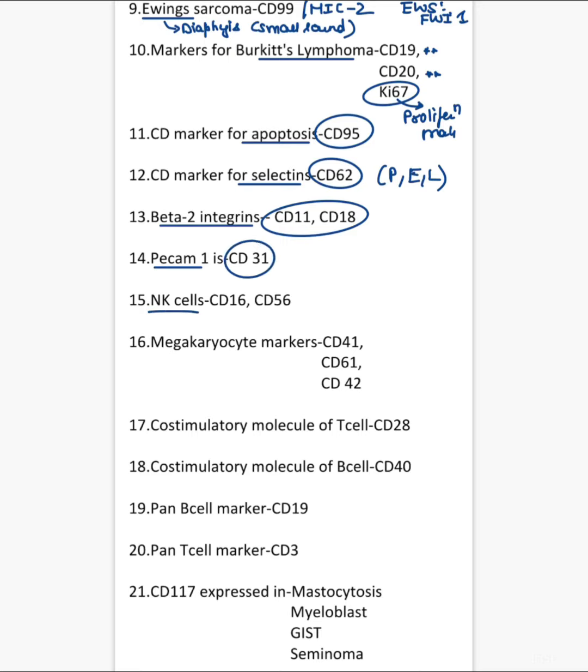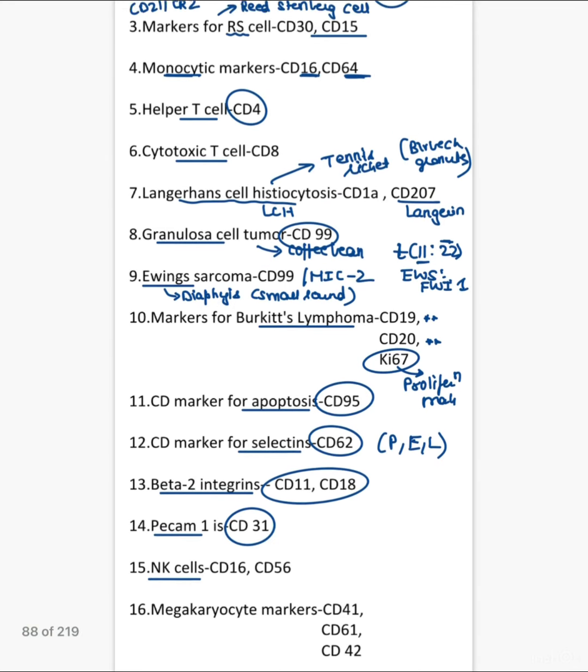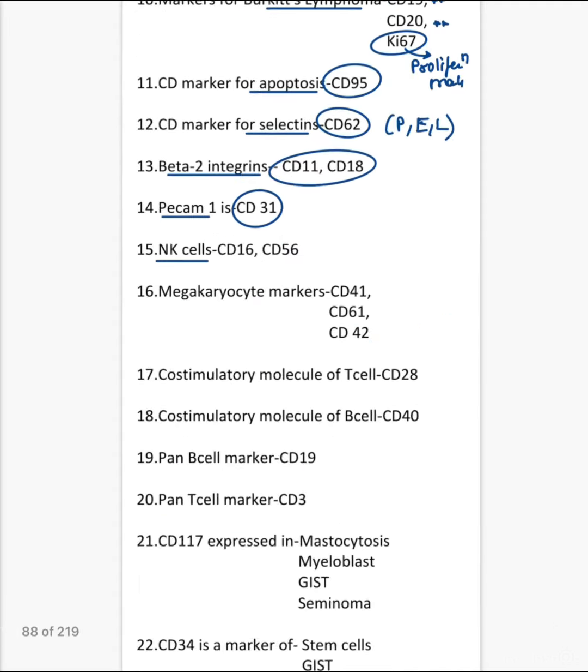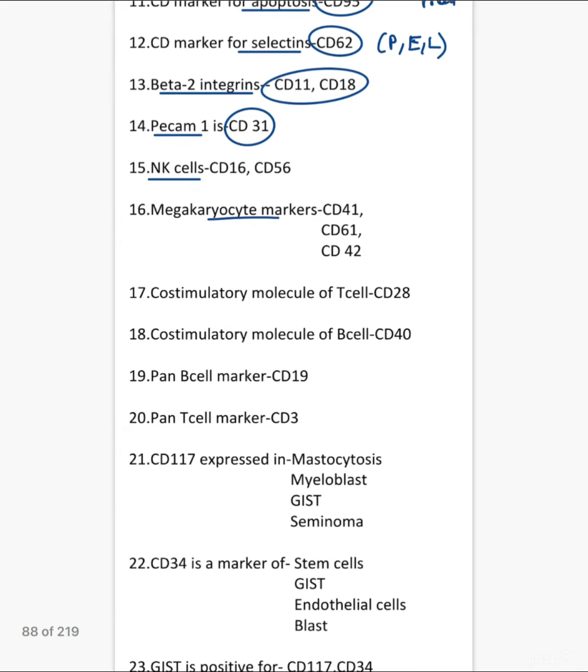Then natural killer cell, that is your CD16 and CD56, guys. Okay, and see this monocyte was 14 and 64 only, guys. Okay, not 16 and 64. I think they printed it wrong. It's 14 and 64, I'm sure. Okay, then coming to your megakaryocyte, means platelet marker, guys. That is CD41, CD42 and CD61 is your platelet marker.